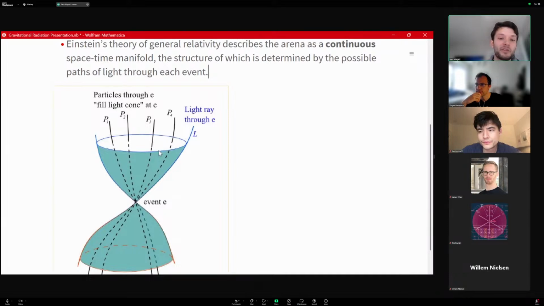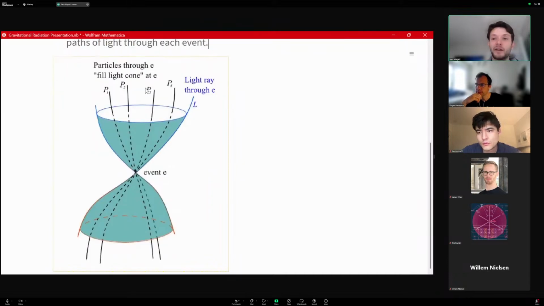One thing that I should probably specify here is that this is trying to depict a drawing of a three-dimensional object, but one of the dimensions, the vertical direction, has been replaced by time. So instead of considering the vertical direction as a spatial direction, we're picturing it as time.